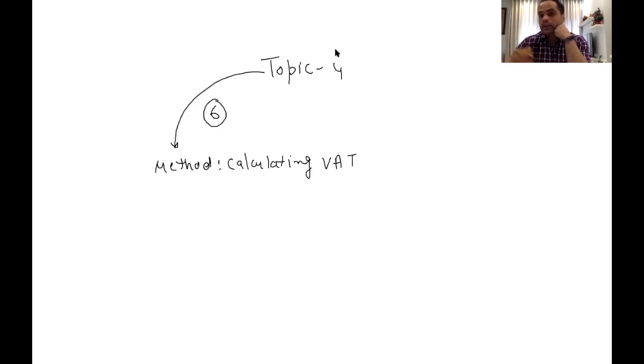And then later on we will move to the credit method or deduction method, which is quite straightforward: output VAT minus input VAT, whatever amount is left. So we will have to pay that tax, right? Okay.